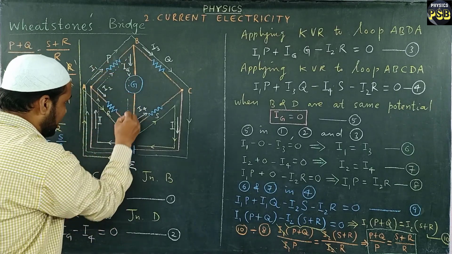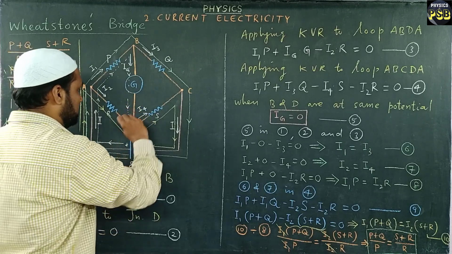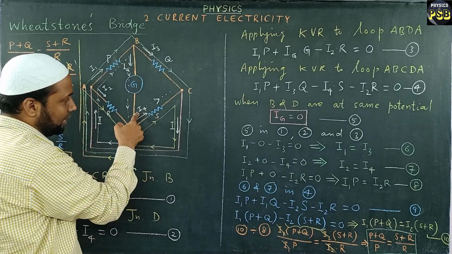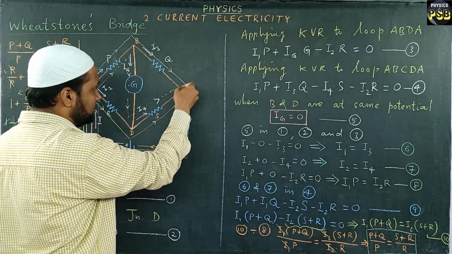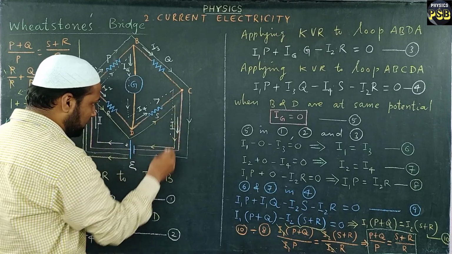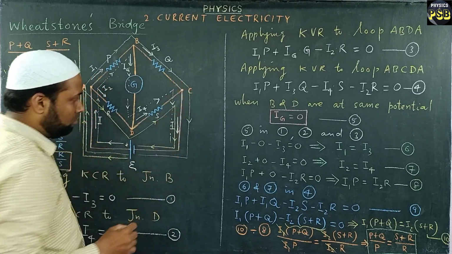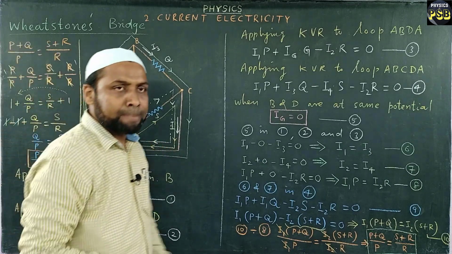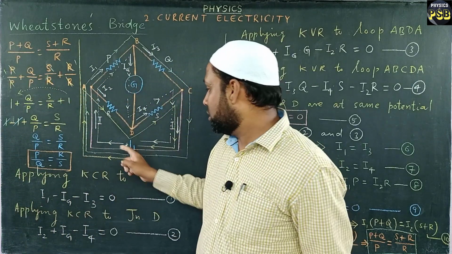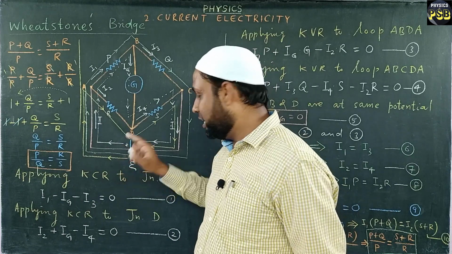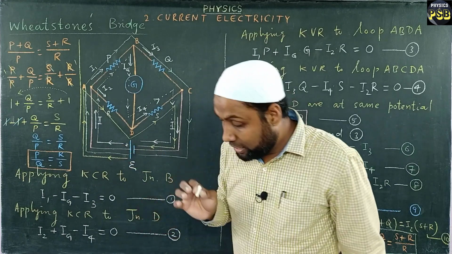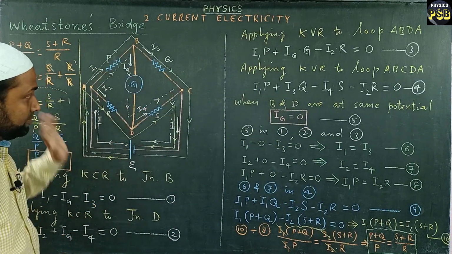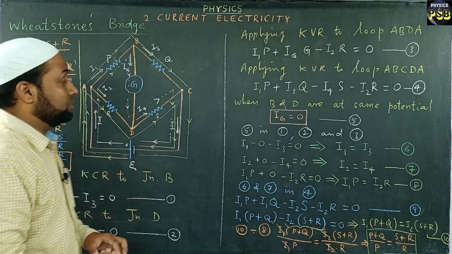After reaching D, it will flow in this manner through S. So this gives the direction of I4. After reaching C, this is the shortest path found by the current to reach the negative terminal. This is how it completes the path. It starts from the positive terminal and ends at the negative terminal. This is how you can easily mention the direction of current in this circuit without learning them by heart.